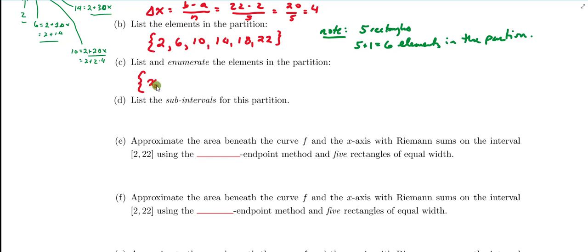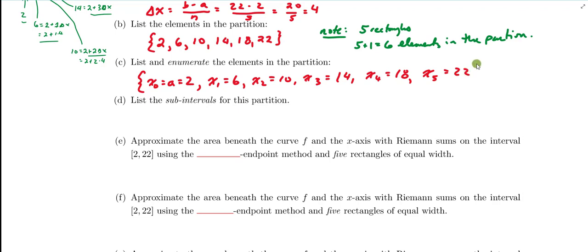Our x of 0 will always be our a value, which in this case is 2. And then our x of 1 is the next element in the partition, which gives us 6. Then x of 2 would be 10. X of 3 would be 14. X of 4 would be 18. And then x sub 5 is equal to 22. And notice, I want to note that that's always going to be the right endpoint of my interval, and in this case is the number 22.